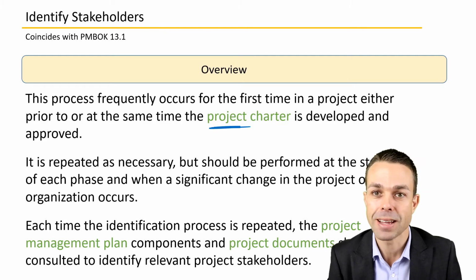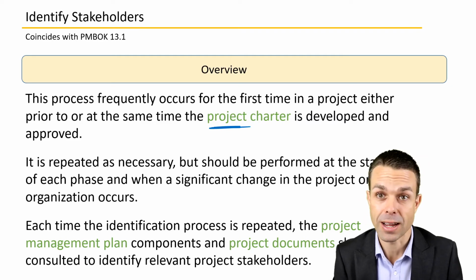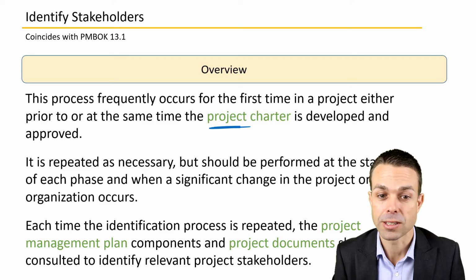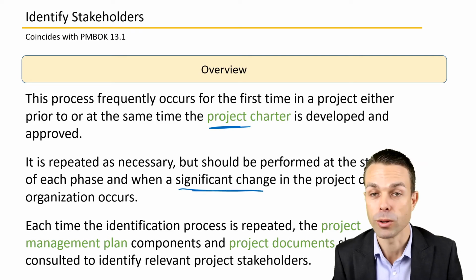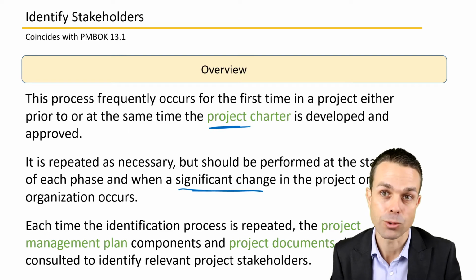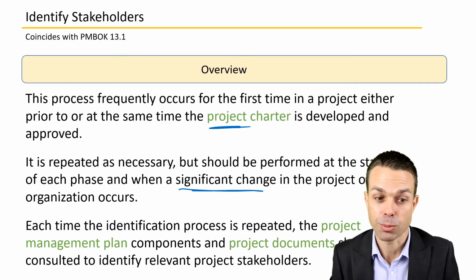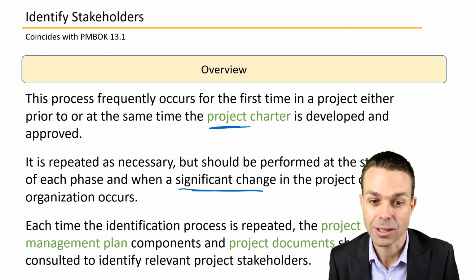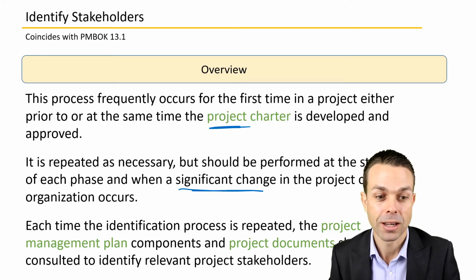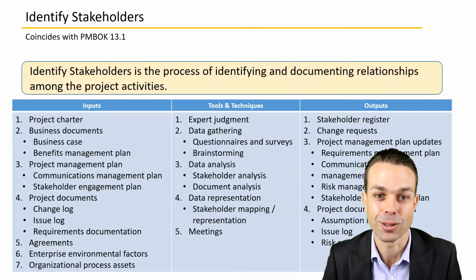And it's repeated as necessary, but it should definitely be performed at the start of each phase or each milestone, and when a significant change in the project or the organization does occur. So if something big happens, then we'll need to reassess who's on our project. Each time the identification process is repeated, the project management plan components and project document updates should be updated to identify all of those relevant stakeholders.